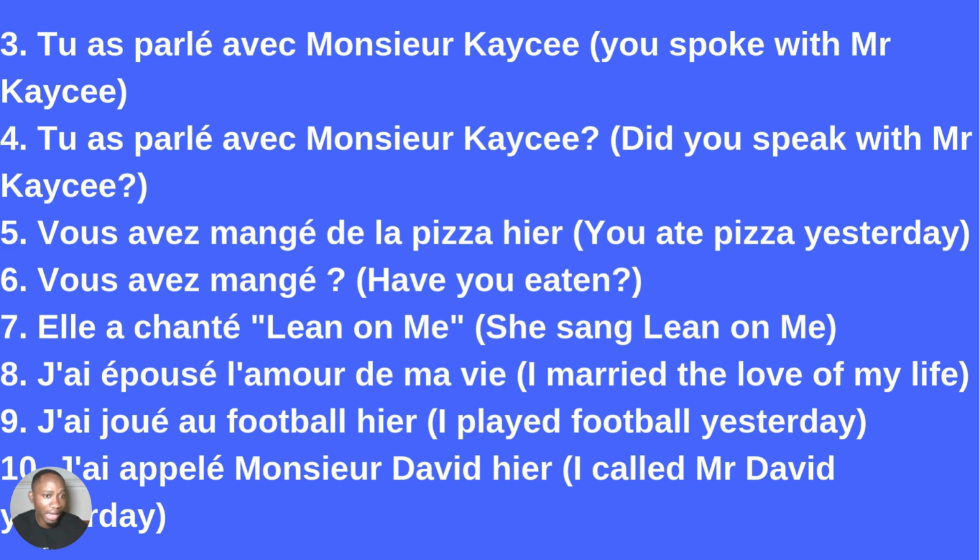So tu as is you have. Then parler in the past form. Tu as parlé avec Monsieur Casey, meaning what? You spoke with Mr. Casey. It's the same thing if you want to ask a question. Just like in English, all you have to do now is to raise the voice at the end, put a question mark in the written form.